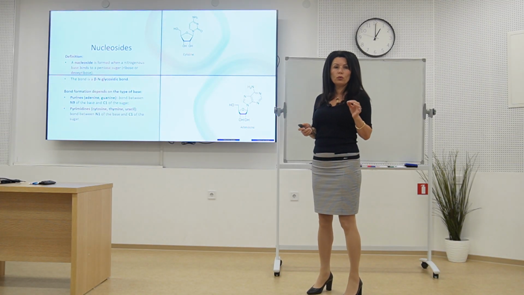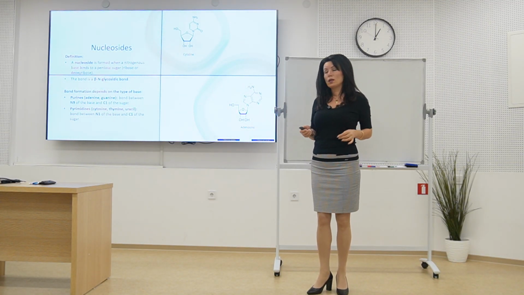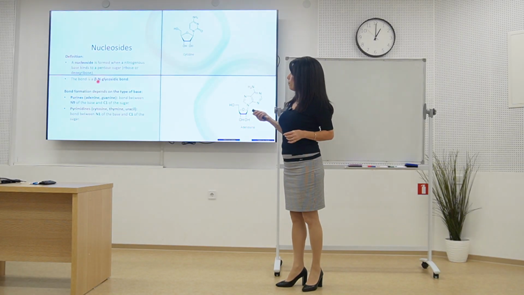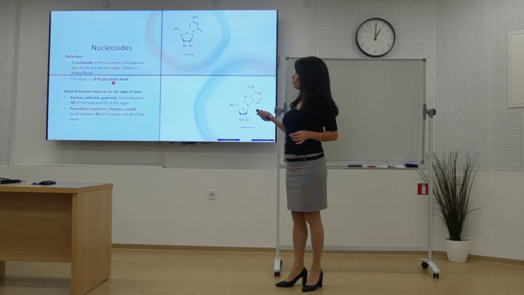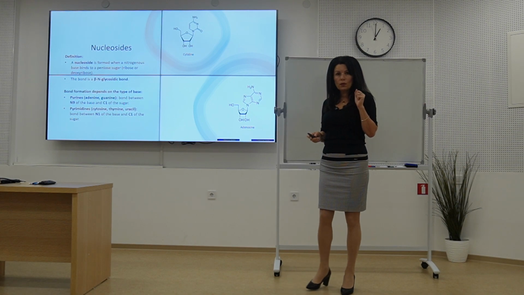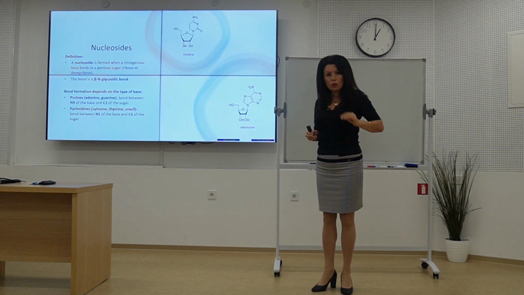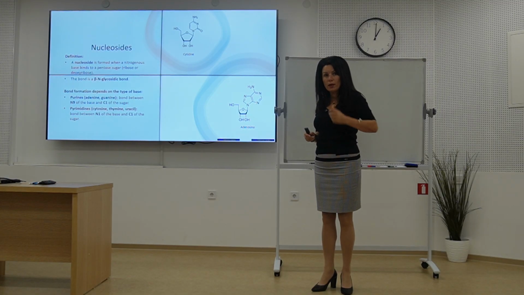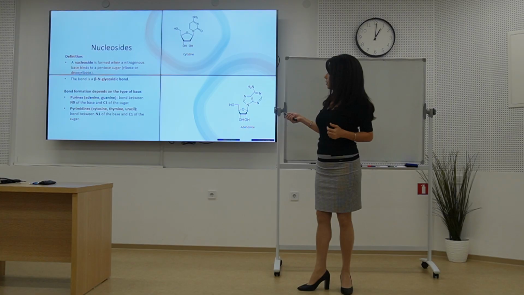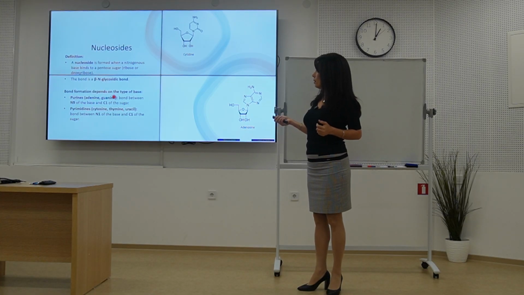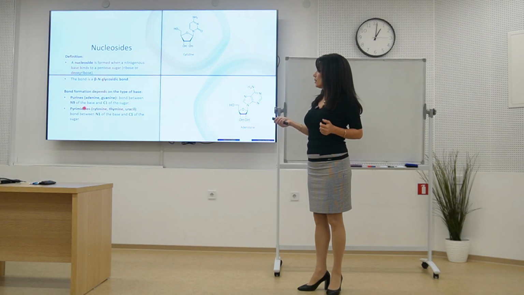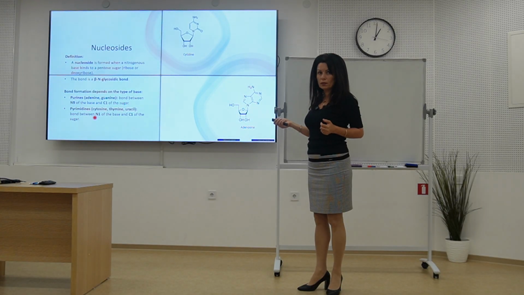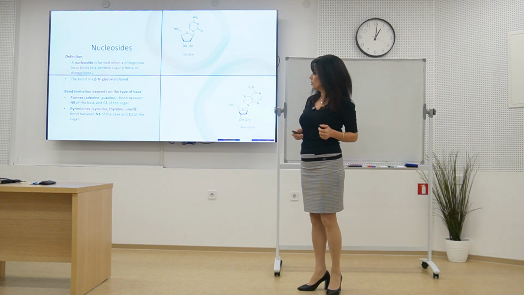What is the bond between base and pentose? The bond is called the beta-N-glycosidic bond. One more question: by which atom from the base is there a connection between the pentose and the base? The answer is, in the purine bases, the bond is between N9 of the base and C1 of the sugar. In the pyrimidine bases, it is between N1 of the base and the sugar. This is the difference.